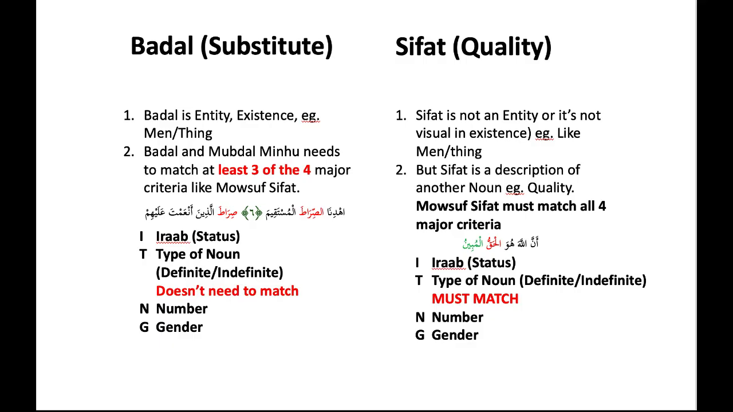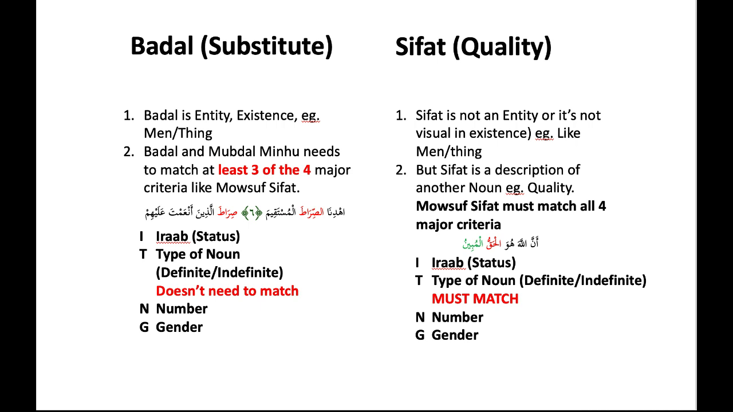Just to remind, here are the 4 properties of ism: i'rab or status, type of noun, definite or indefinite, number, and gender. We try to remember the 4 properties of ism in this order: I, T, N, and G. I means i'rab or status, T means type of noun, definite or indefinite, N for number, G for gender.